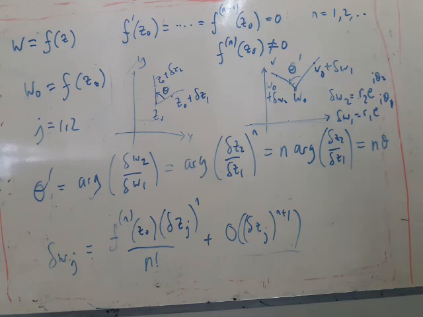The conformal case is when f dashed is not 0, n equals 1, and we've proved that as well.